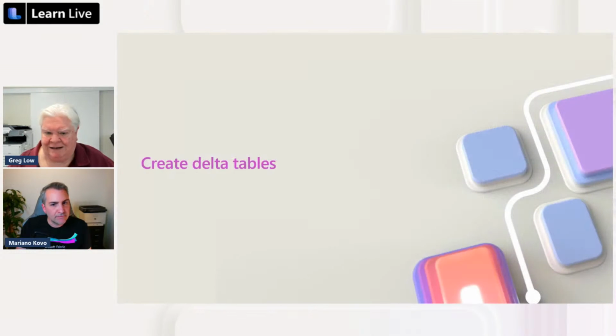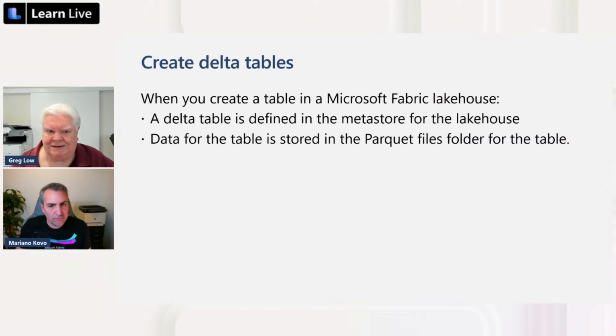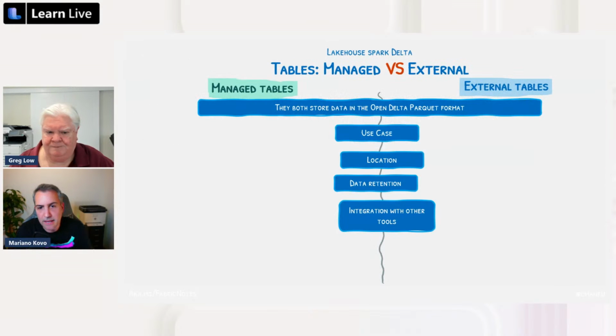Now, to create the delta tables, I'll get Mariano to show us what happens when we start creating delta tables, because there are a couple of things involved. One is that we define in what's called the metastore the definition of the table, and then the data for the tables ends up in the Parquet files in the folder for the table. Exactly. As Greg mentioned, we have two things: the metastore, which is the definition, and the data, which is all the underlying Parquet files storage.